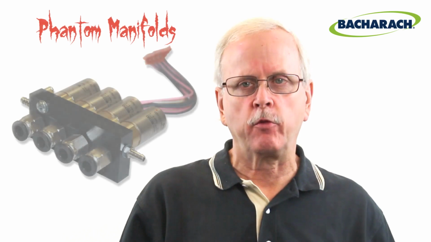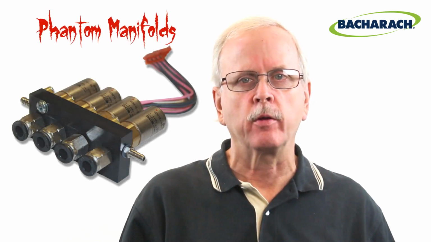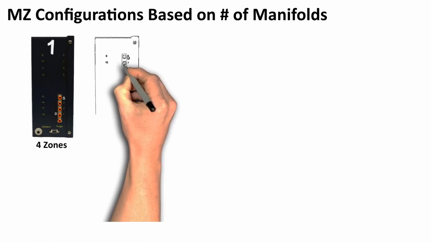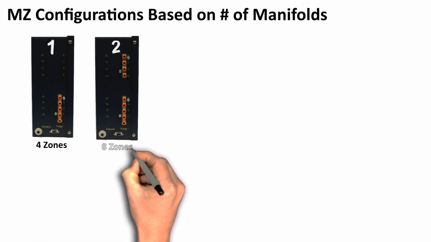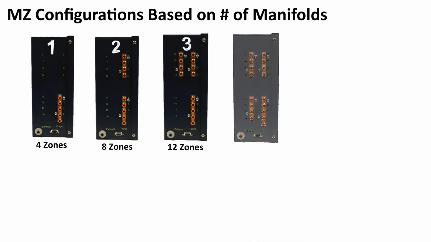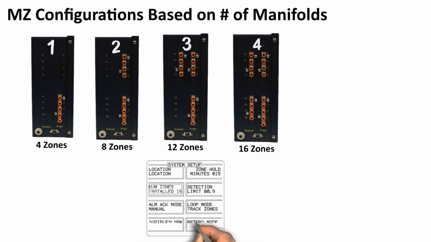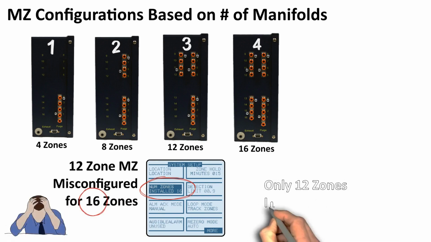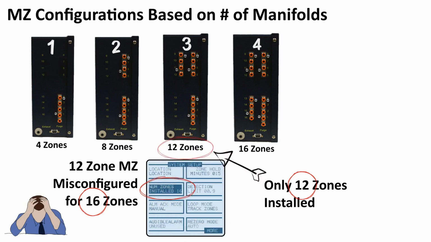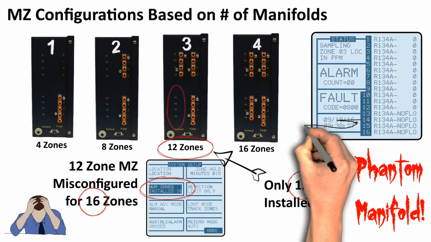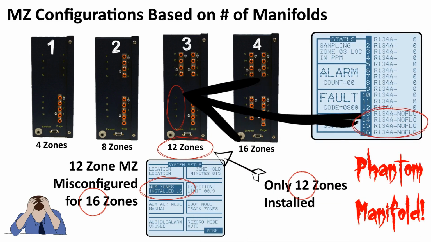Next are what I call phantom manifolds. This situation may not be the most common, but it is certainly easy to check. Depending on your application, MZs can be purchased with 1, 2, 3, or 4 manifolds, providing either 4, 8, 12, or 16 total zones to be monitored. If your MZ has fewer than 4 manifolds, the unused manifolds are disabled by default from the factory. However, if someone mistakenly enables those manifolds without an actual manifold being present, the MZ will report the corresponding zones as having no flow faults, a phantom manifold. Though this situation is highly unlikely, it is worth a quick check before tackling more complex troubleshooting steps.